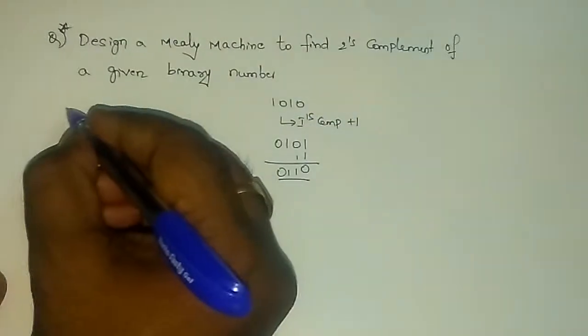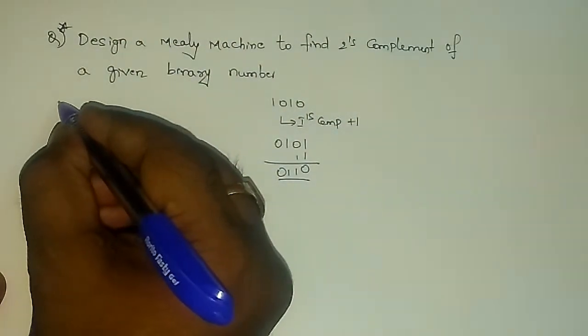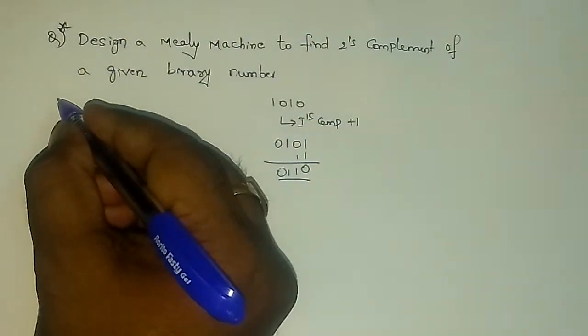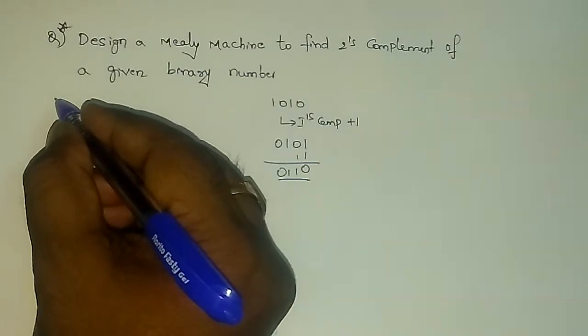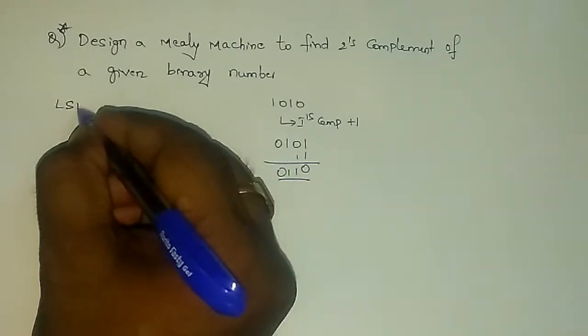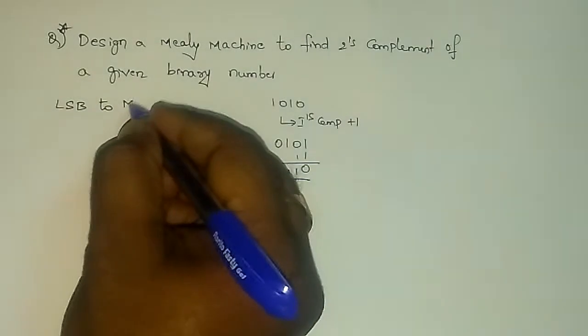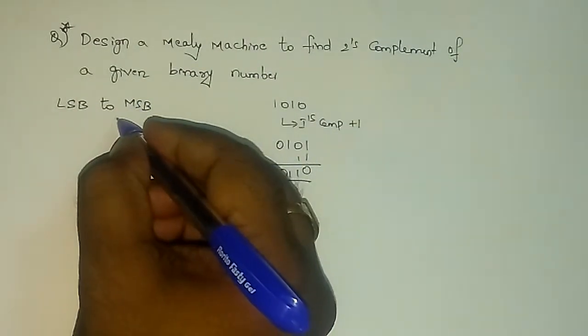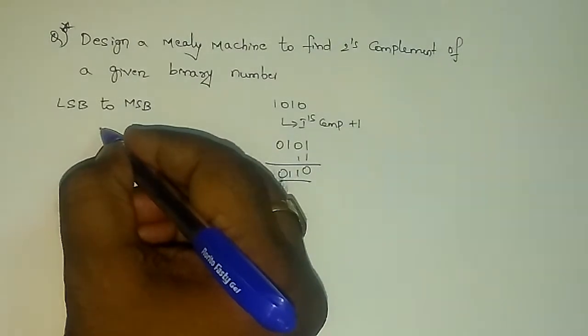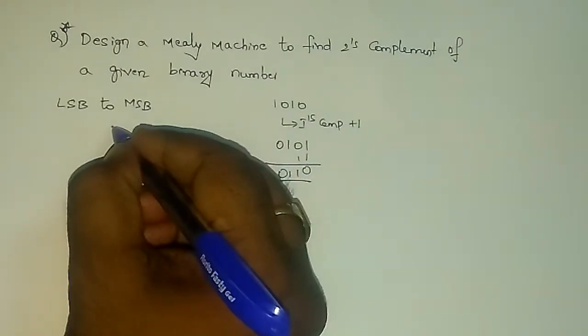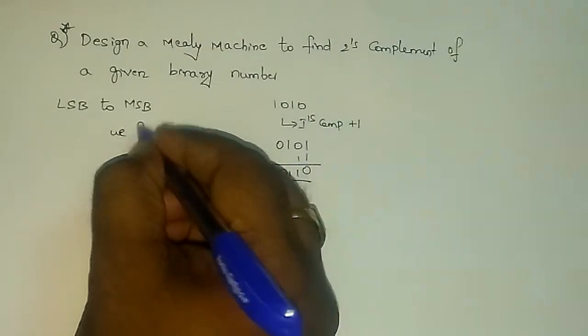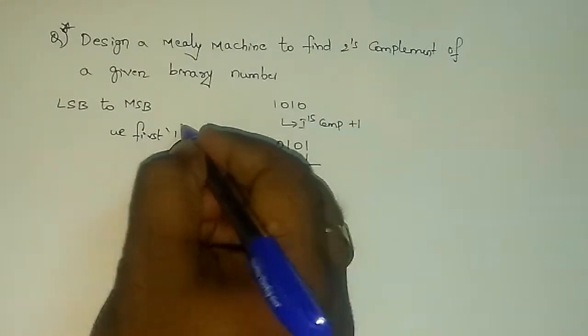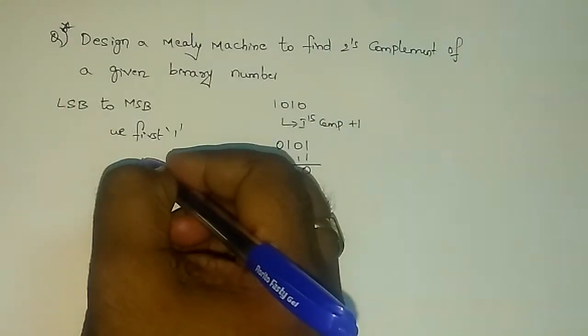So the logic behind this is very simple. For designing the 2's complement of a binary number, we assume that input is read from LSB to MSB, and we'll keep the binary number as it is until we read the first 1. So from LSB to MSB, we should read the first 1. Up to then, you should keep the binary number as it is.